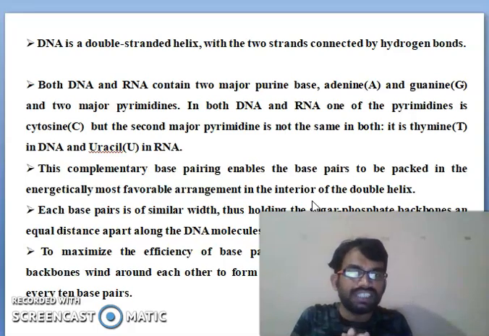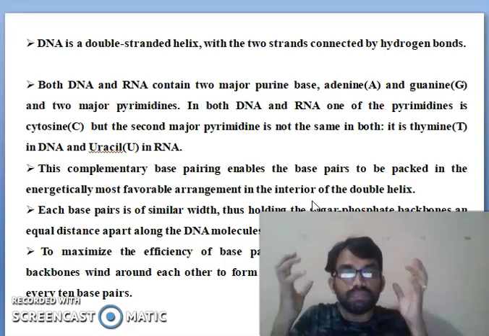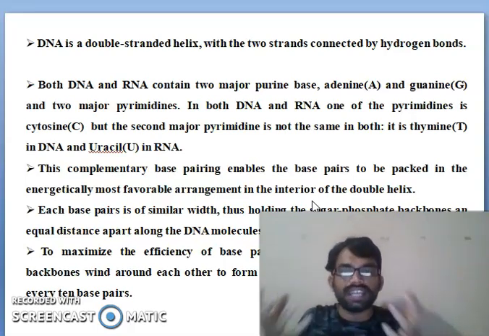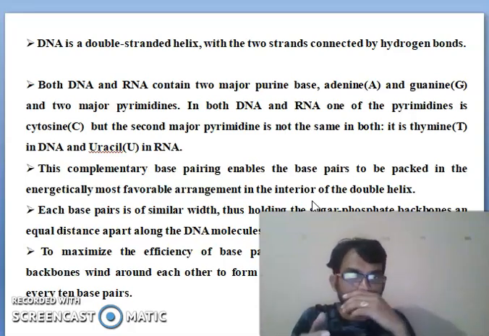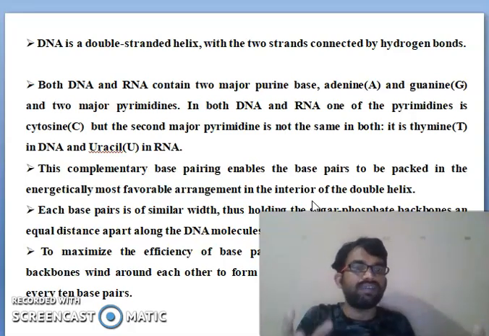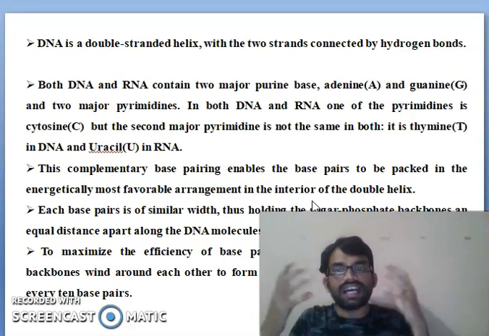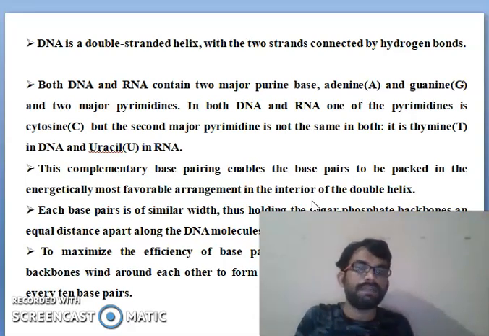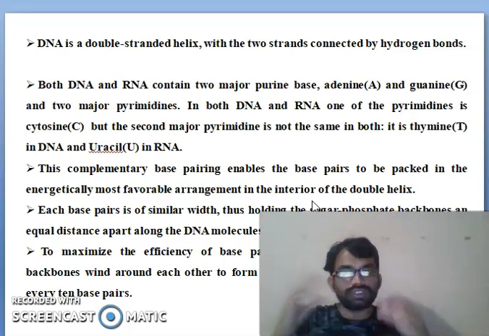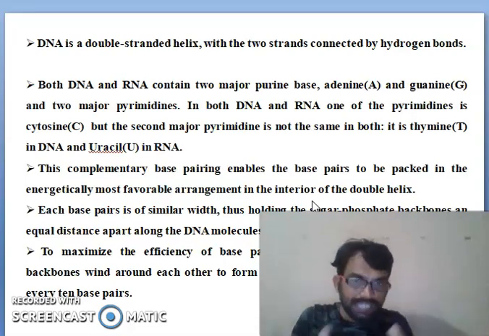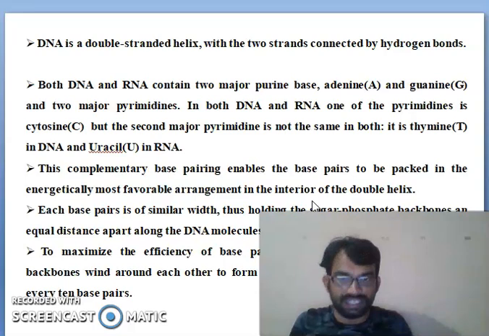Now we can see both DNA and RNA consist of the major purine bases, adenine and guanine, and 2 major pyrimidines. Both DNA and RNA have cytosine as one of the pyrimidines, but the second major pyrimidine is not the same in both. So thymine is in DNA and uracil is specifically found in RNA.